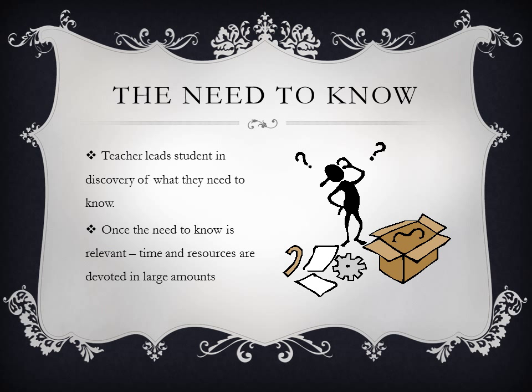In the sixth assumption, need to know, Knowles states that the role of the teacher in adult learning is to lead the student into discovering what it is they want or need to know. Once this has been accomplished, the student will invest a significant amount of time and effort into researching and learning about a particular topic.